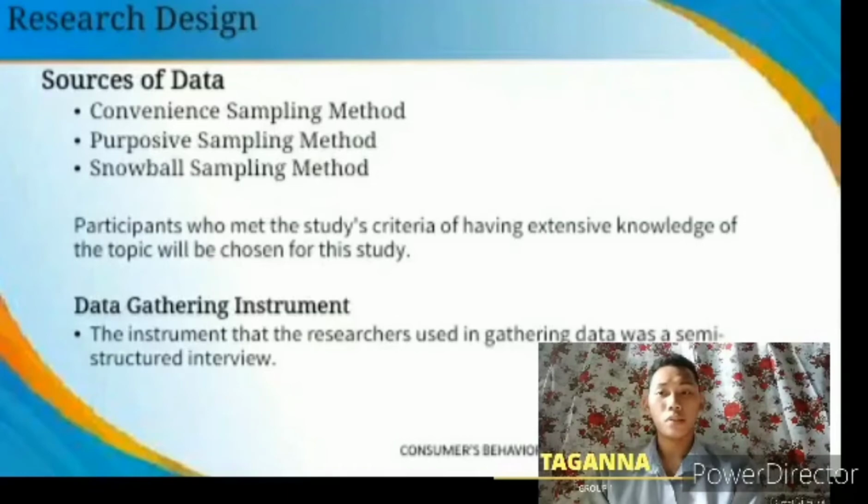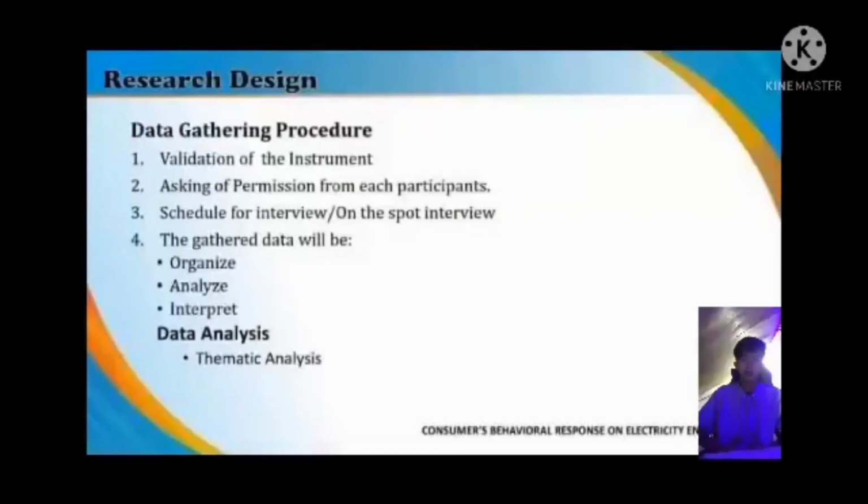Snowball sampling is usually used in cases where there is no pre-calculated population, which are difficult for researchers to access. In data gathering instrument, we are choosing to use the semi-structured interview. A semi-structured interview allows the informants the freedom to express their views, their opinions, their thoughts, their perception, in their own terms. The data gathering procedure.